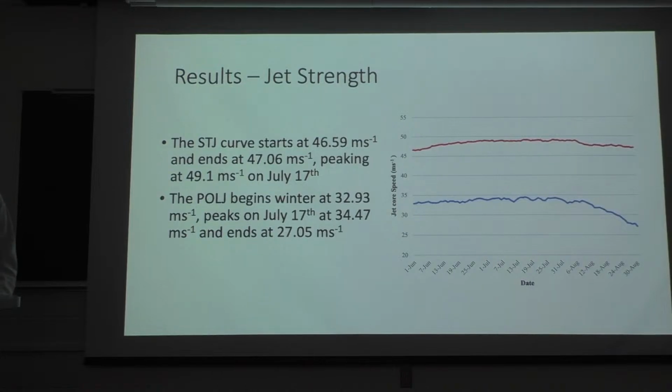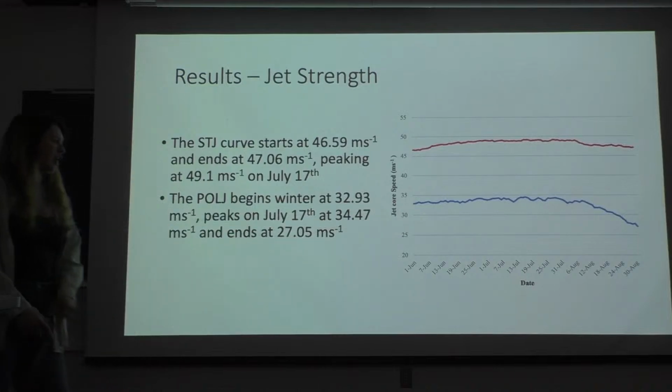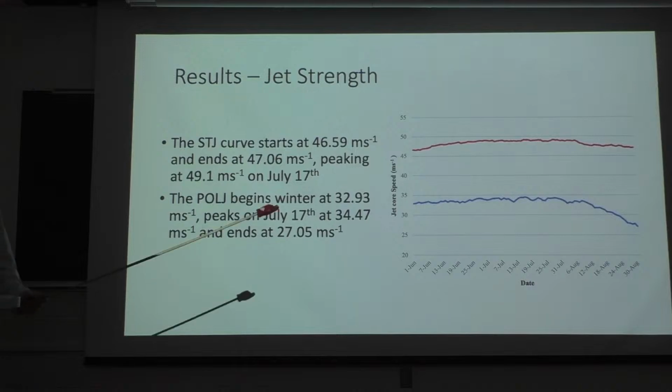This figure shows the seasonal jet speeds, and so you can see the subtropical jet curve starts at about 46, plateaus a little bit, peaks at 49.1, but ends at 47 meters per second. And the polar jet begins at a stronger speed, and then throughout the season it dips down to 27 meters per second.